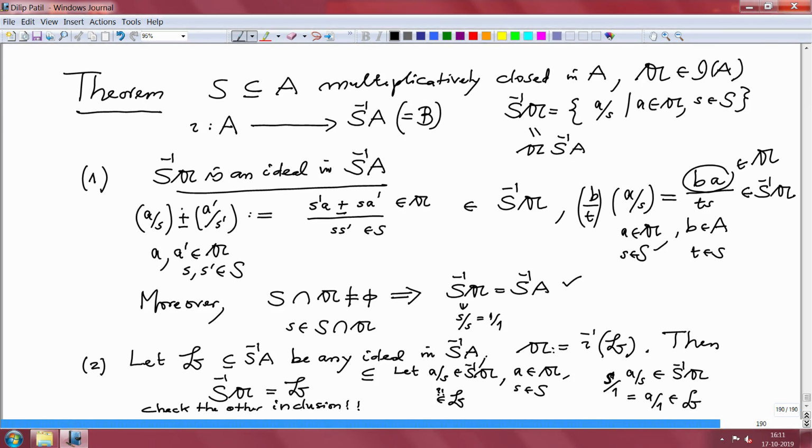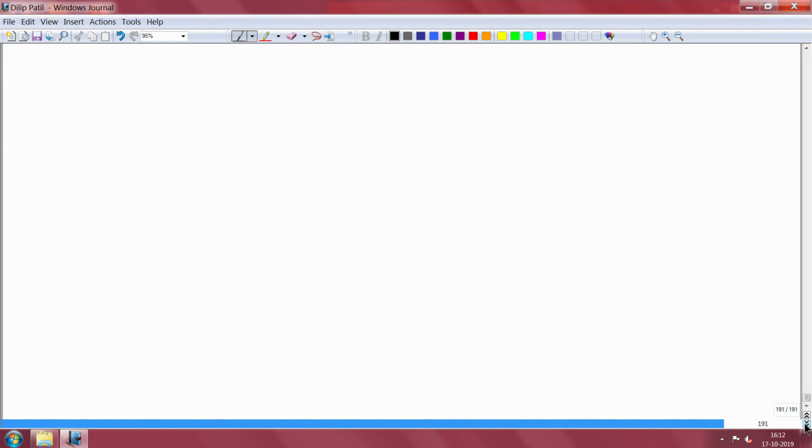Now what is the third one? Remember the statement: when you push, you take the ideal generated by this, and when you come back, you reach the original one you started with. When you take an arbitrary ideal B here, contract it and push it, you get back the same one. That is what we have proved. Okay, the third one is important.